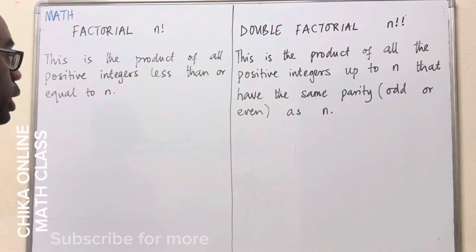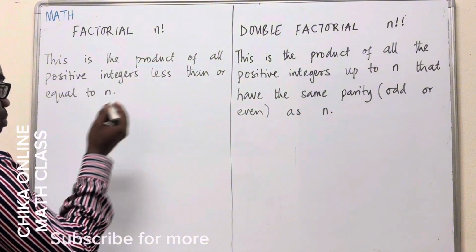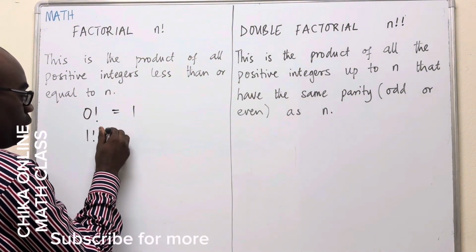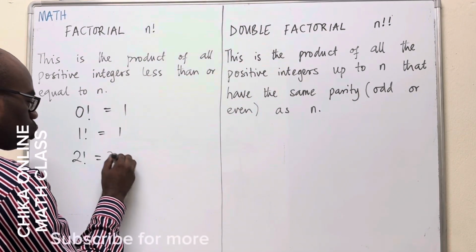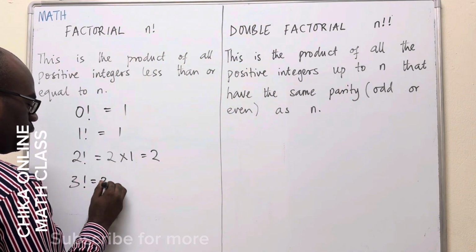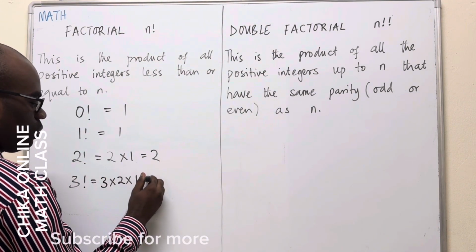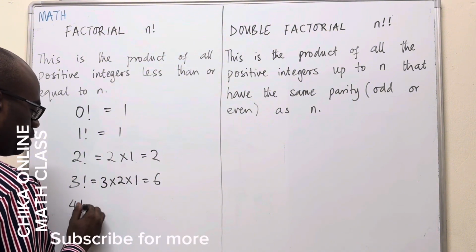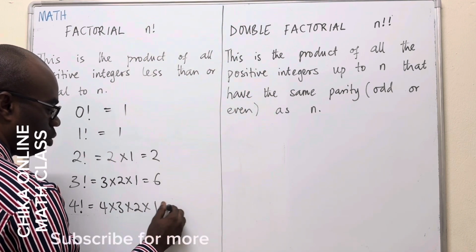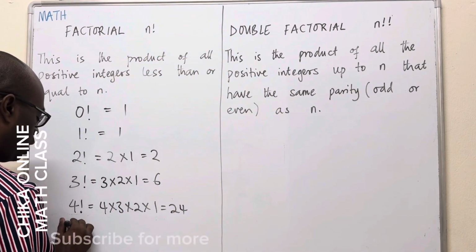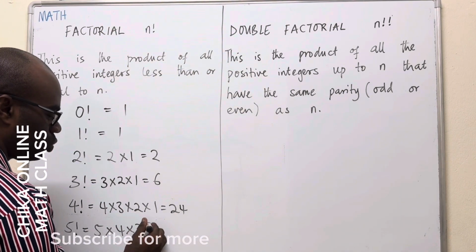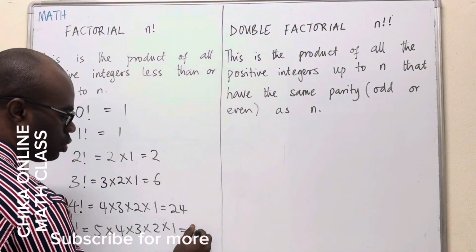You understand? Okay. Now, for instance, by definition, 0 factorial is 1. 1 factorial is 1, 2 factorial is 2 times 1, which is 2. 3 factorial is 3 times 2 times 1, which is 6. 4 factorial is 4 times 3 times 2 times 1, which is 24. And 5 factorial is 5 times 4 times 3 times 2 times 1, which is 120.